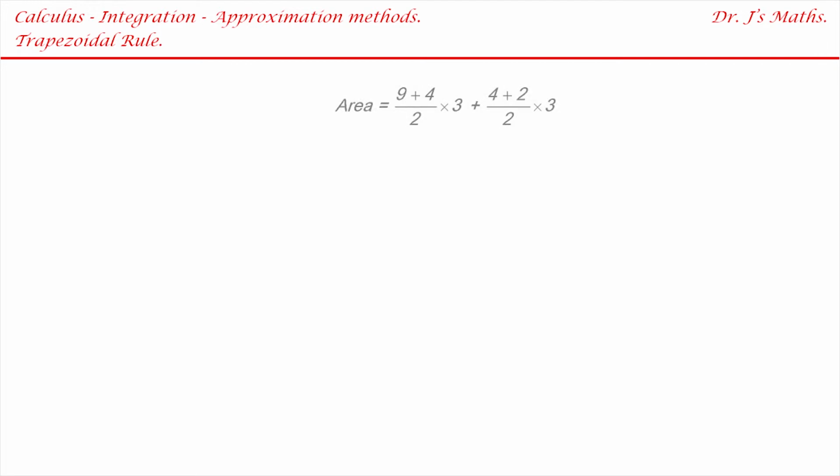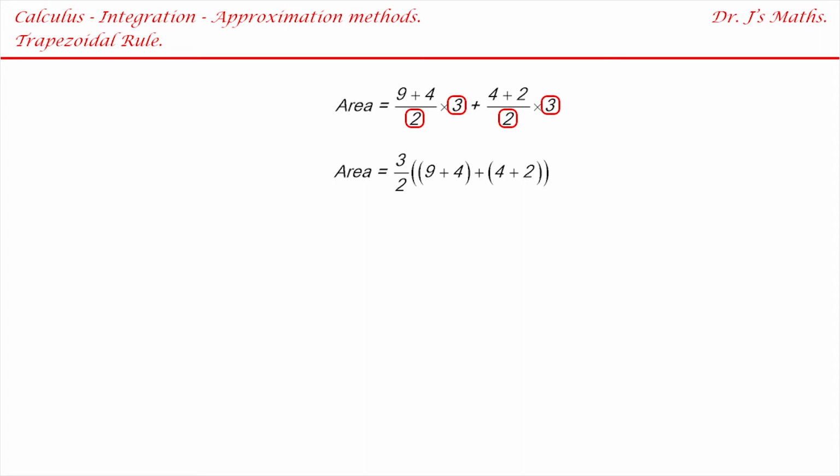It's a bit of a pain having to do the two trapezia separately, so let's have a look at what we've just done. Now, we see that there's a common denominator in both, 2, and there's also the common width of the trapezium, 3, and we can probably factorise out those two numbers. So 3 over 2 outside of brackets, the sum of the parallel sides for the first is 9 plus 4, plus the sum of the parallel sides for the second, which is 4 plus 2.